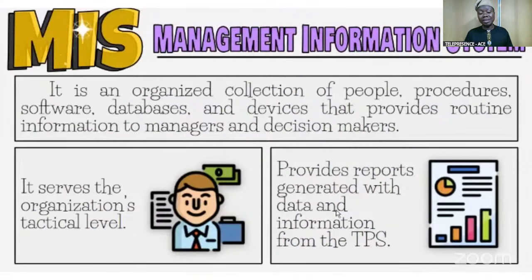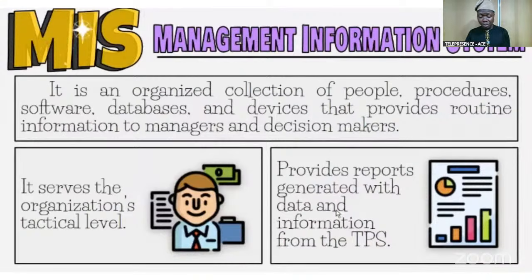So how are we having this data? Why are we having them? We have your data during the course of registration, as you go on part one, part two, part three until you graduate. Then this management information system in the university manages those data for us to have accuracy. It serves the organization tactical level and provides reports generated with data and information from the transaction processing system. So when we get to the transaction processing system, that is TPS, you will see.